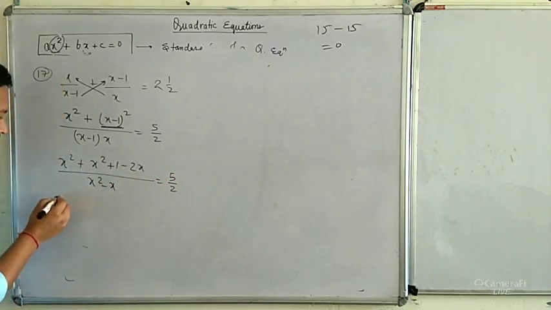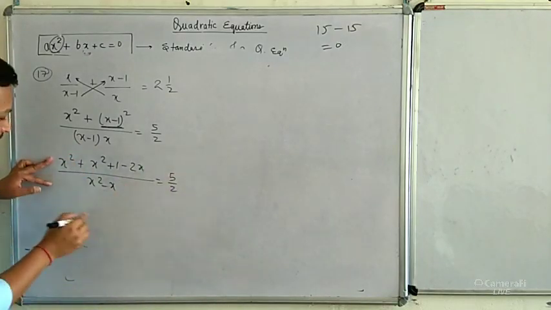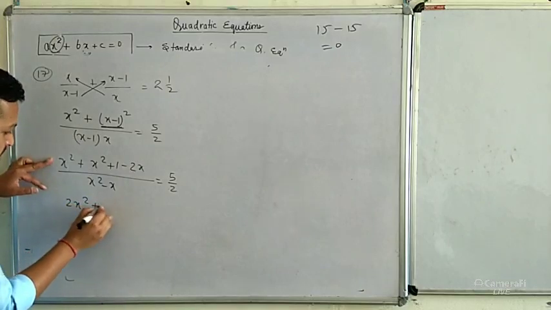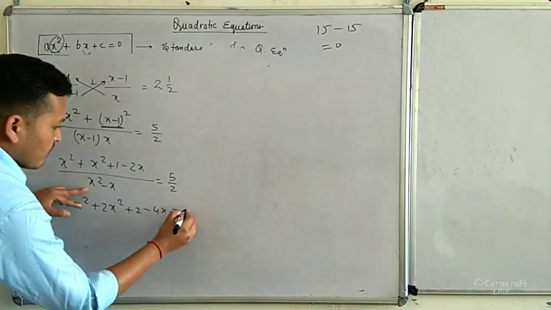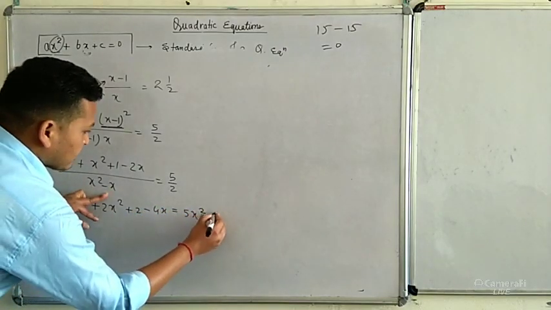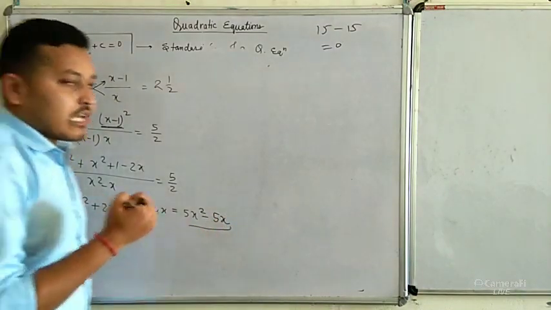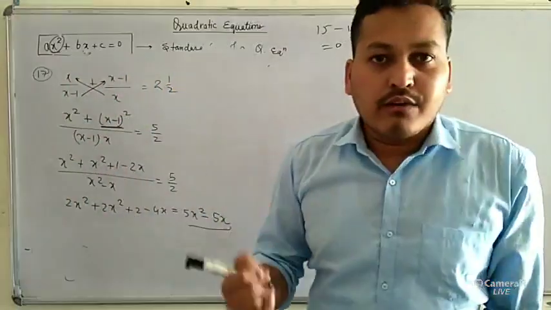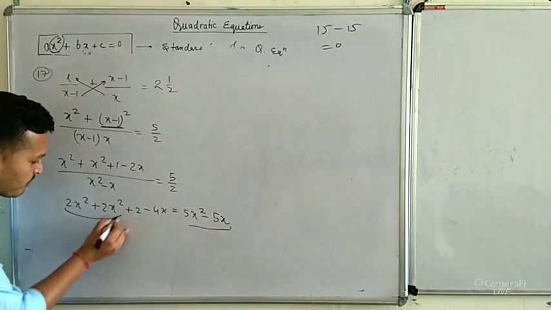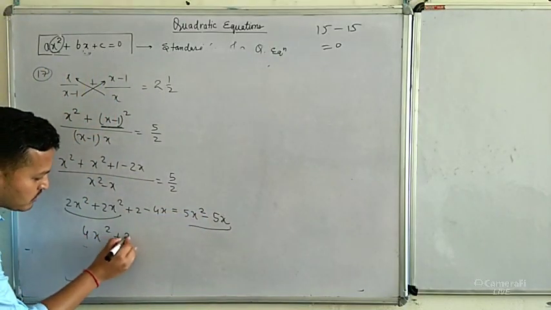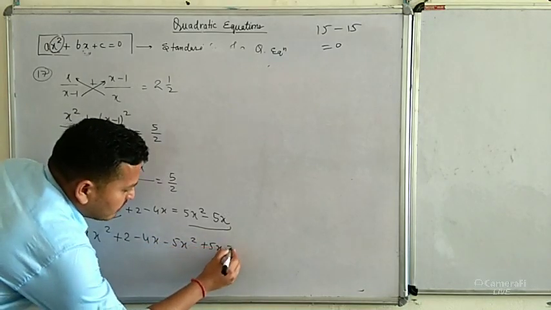Now cross multiplication, so the 2 multiplies with the denominator and the right hand side numerator, so 2x square plus 2x square and plus 2 minus 4x is equal to 5x square minus 5x. Okay, so take this whole part to the left hand side, because the right hand side of the quadratic equation will be 0. So then it is 2 plus 2, so 4x square plus 2 minus 4x minus 5x square plus 5x is equal to 0.